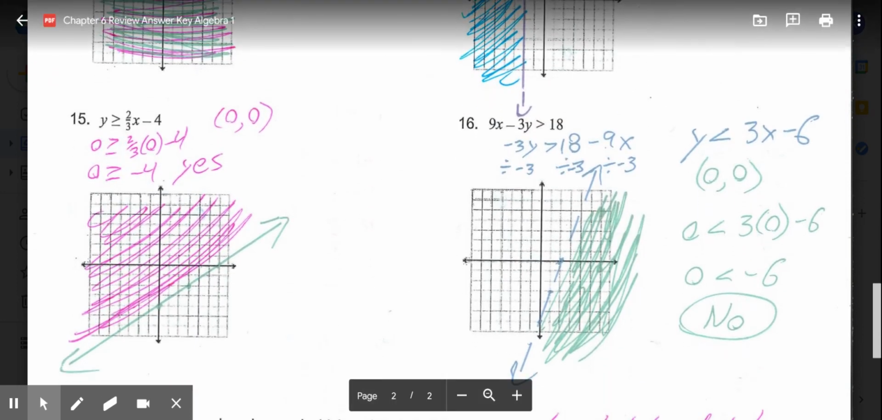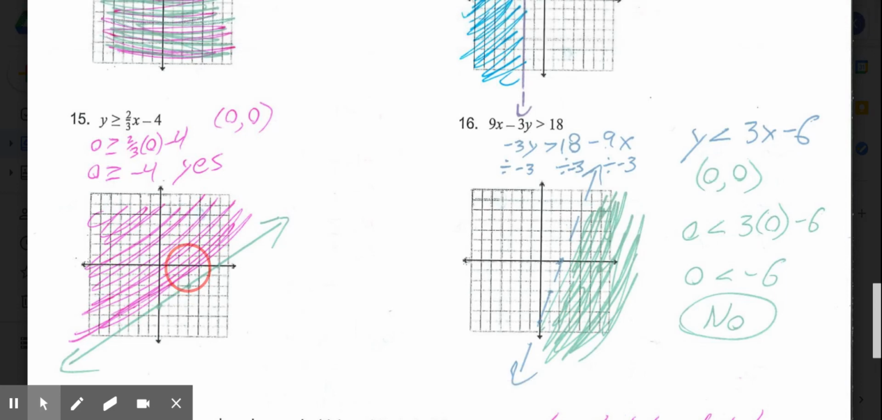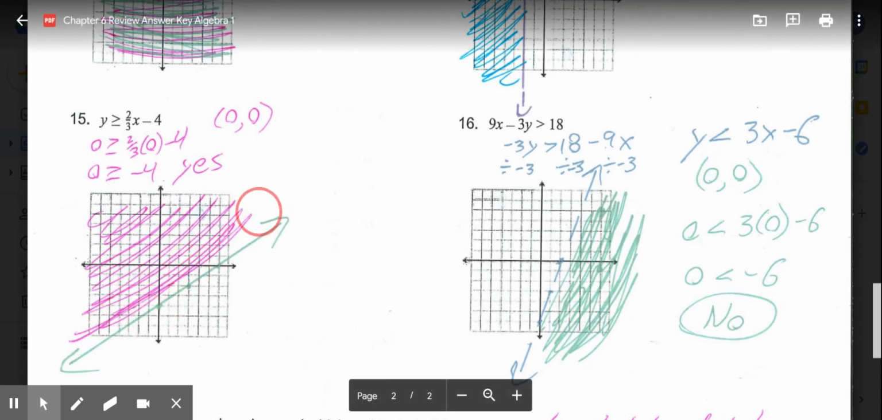In 15, it's already in y equals mx plus b slope-intercept form. So we're going to start at the y-intercept to graph, -4. And from that point, we'll follow the slope of 2 over 3. So up 2, right 3. So starting at -4, from that point, you go up 2, right 3. Then again, up 2, right 3. Graph your line, solid line, because it's an or equal to.